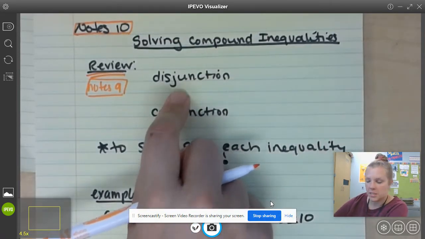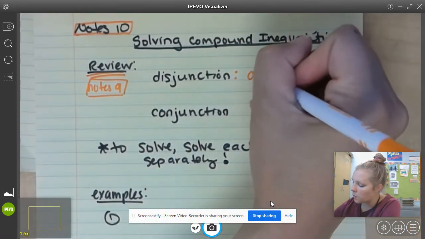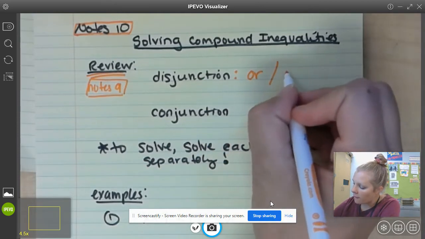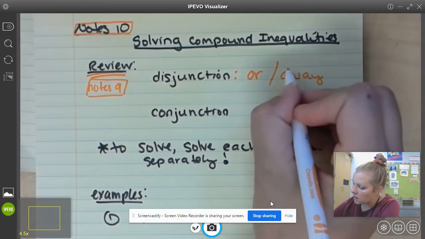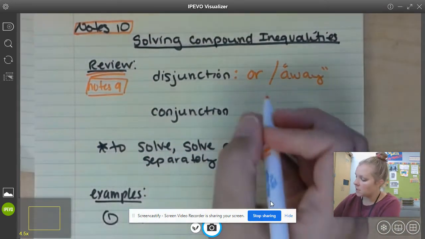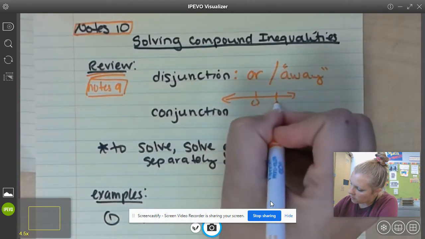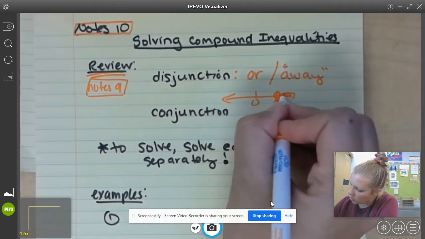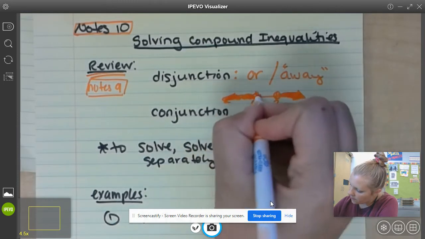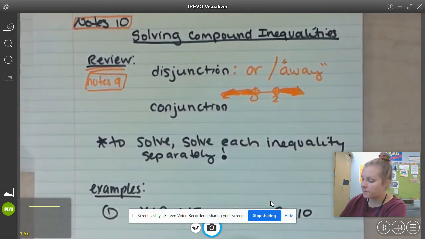But we learned what a disjunction was. A disjunction is two inequalities connected with the word or, and their graphs graph away. The two graphs go away from each other, so they go out. A disjunction is always graphed like this. If we have two numbers, it's either open or closed, but they're shaded away from one another. Disjunctions all look like that.